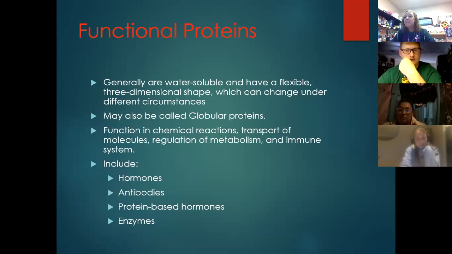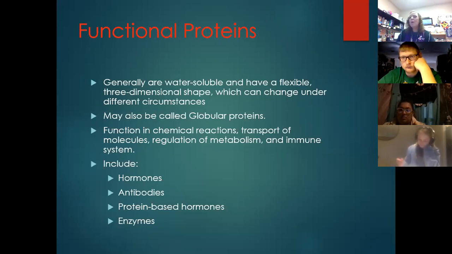Is there anything particular that we need to know? Oh, I'm sorry. No, go ahead. Is there anything we need to know in particular about the difference between hormones and protein-based hormones? No. Okay. No, hard no. You're obviously someone who has taken some sort of organic chemistry class prior to. No, hard no. I want you to know the difference between a structural and a functional. That's it.